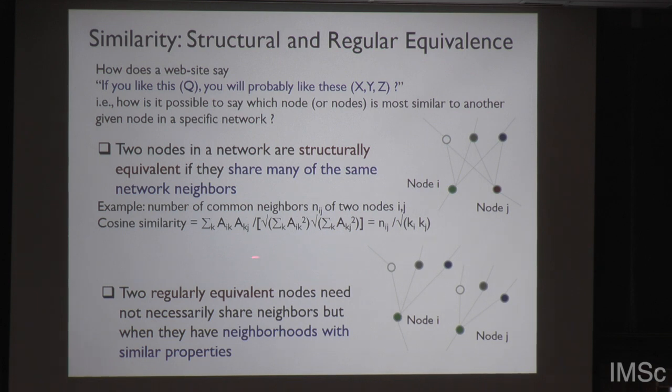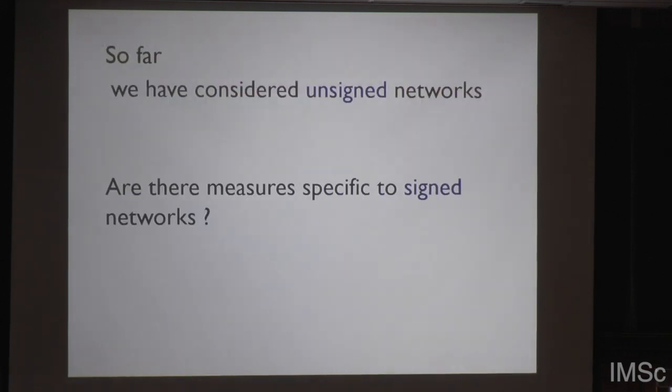Sometimes you also talk about regular equivalence instead of structural equivalence, where you say that I do not need to have exactly the same set of neighbors as the other node to be equivalent to that node, but rather they would look similar. So in this sense, for example, node I connects to three nodes of a particular property, and node J also connects to three nodes of that particular property. Although they are not identical, they are equivalent, and so you have a regular equivalence of two nodes.